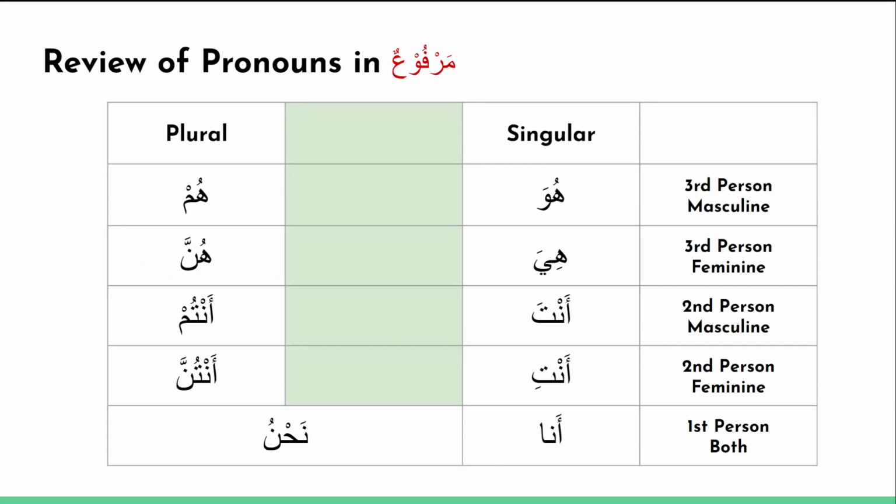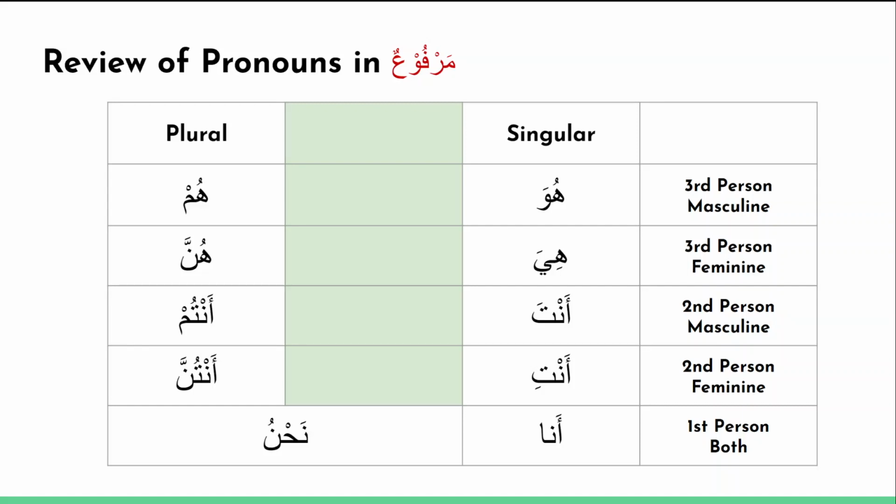So let's start by taking a look at this table here. This is pronouns in the marfu'a case. So say it with me here. Huwa, hum, hiya, hunna, anta, antum, anti, antunna, ana, nahnu. So now what I want you to do is I want you to pause the video and say each of these pronouns with a noun attached to it. So say something like, he is a Muslim. They are a Muslim. So you should try this on your own, and then I'll also say it momentarily.